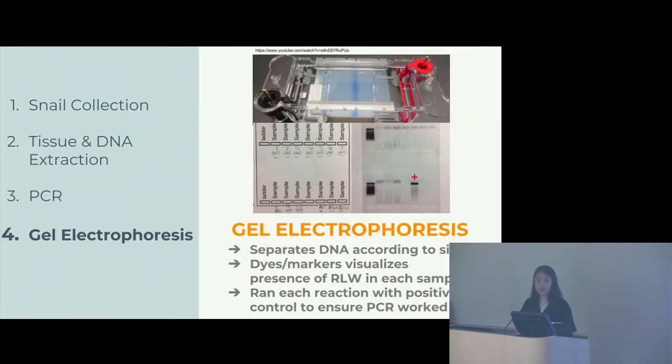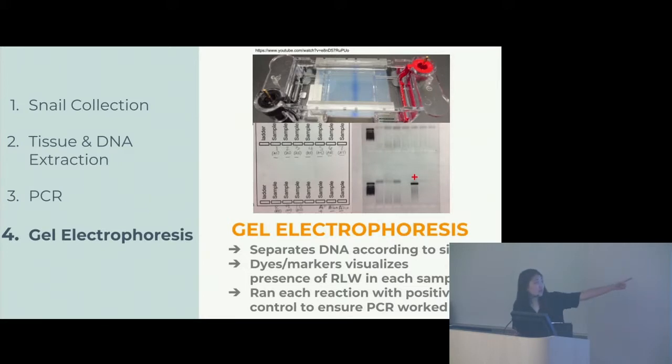The samples that were PCR'd were then run through gel electrophoresis, which is a method that runs the samples through an agarose gel using electrical currents. These currents separate DNA by different sizes, so I could identify the fragments of DNA, and the dye would then bind to those pieces of DNA that were specific to the rat lungworm DNA in order to detect it.